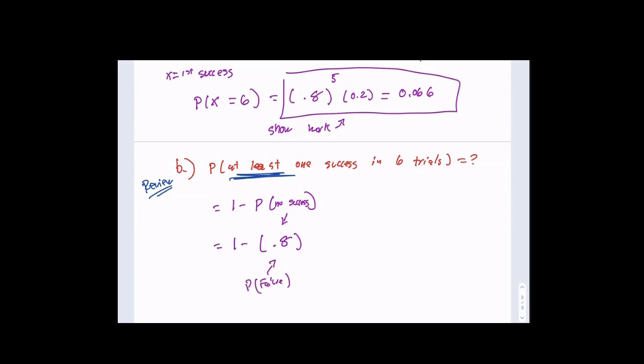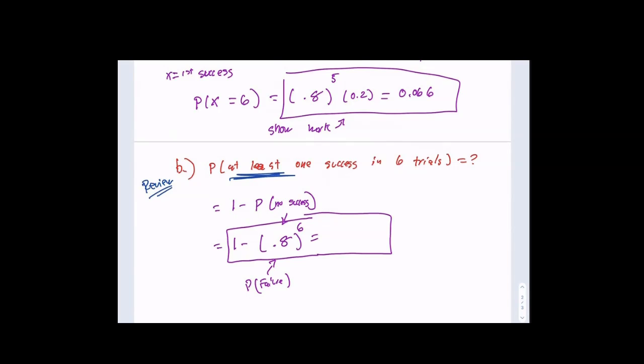Probability of a failure. And how many failures would I have if I do it 6 times and I get no successes? So how many failures happened? 6. So I raise it to the power of 6. And then technically there's 0 successes, so you don't have that times anything right there. And then this is the answer.